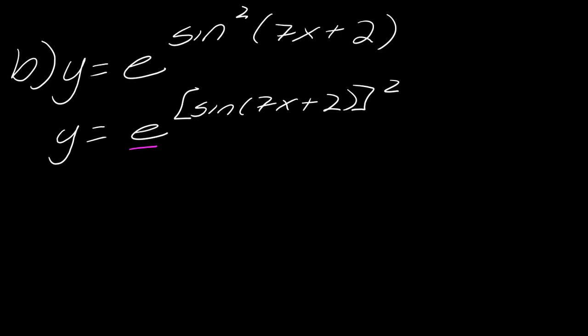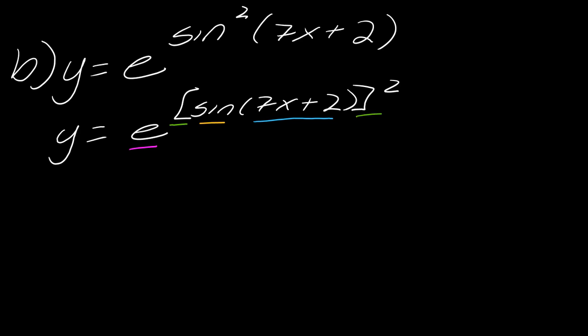Here's the outermost, this e. And then moving on in, we've got this thing being squared. And then as we continue to move on in, we've got the sine. And then we have this 7x plus 2. So just to round this out, this e, and then this whole thing being squared, and then this sine, and then this 7x plus 2. This is really, to me, the key of the chain rule. If you cannot pick this out, then it becomes a lot harder.